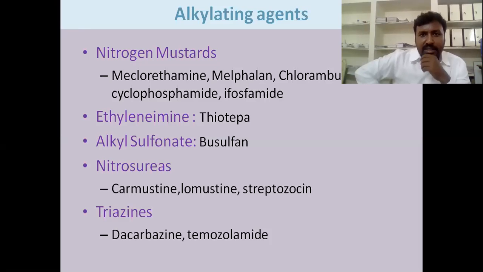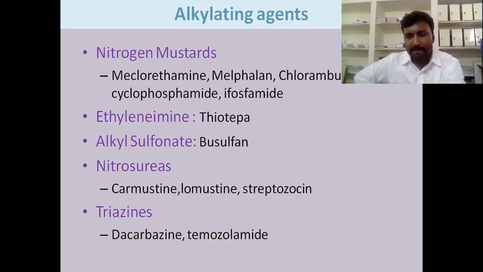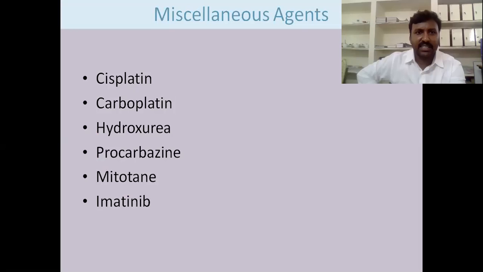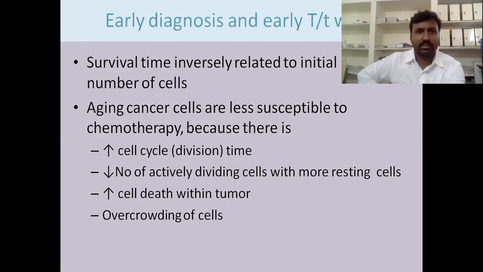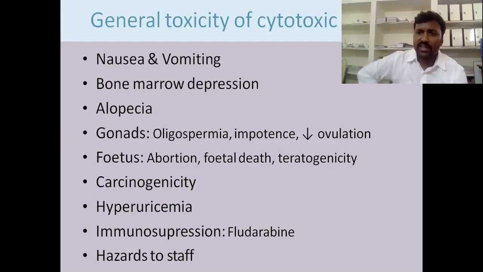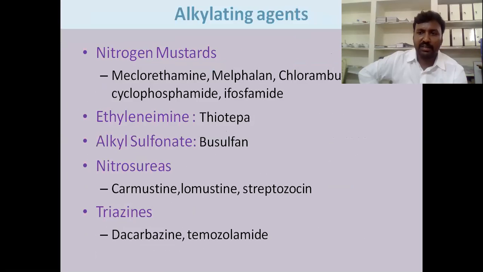First, coming to the alkylating agents: the nitrogen mustards are mechlorethamine, melphalan, chlorambucil, cyclophosphamide, ifosfamide. Ethylenimines: thiotepa. Alkyl sulfonate: busulfan. Nitrosoureas: carmustine, lomustine, streptozocin. Triazines: dacarbazine and temozolomide. These are all alkylating agents, which are cytotoxic drugs. These are all the adverse effects of cytotoxic drugs.